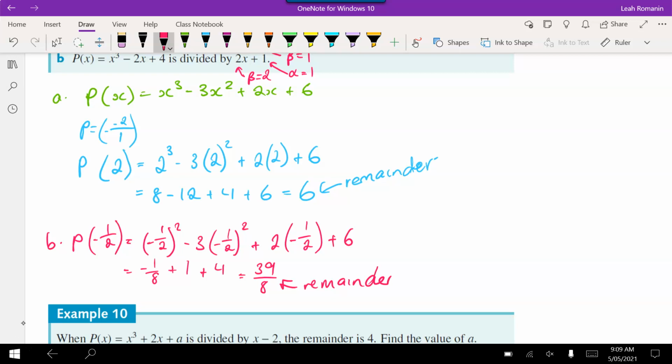So if you're asked to find the remainder when you're dividing by a particular linear factor, you can use this theorem to find the remainder without having to go through the whole long division, if that's what the question's asking you.